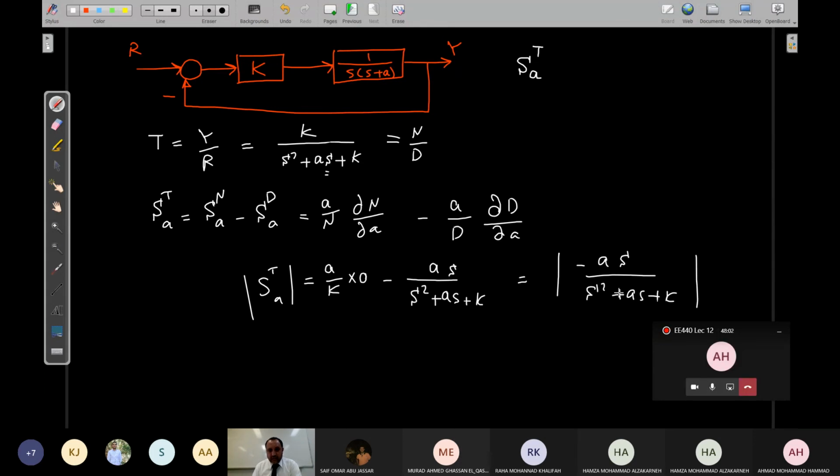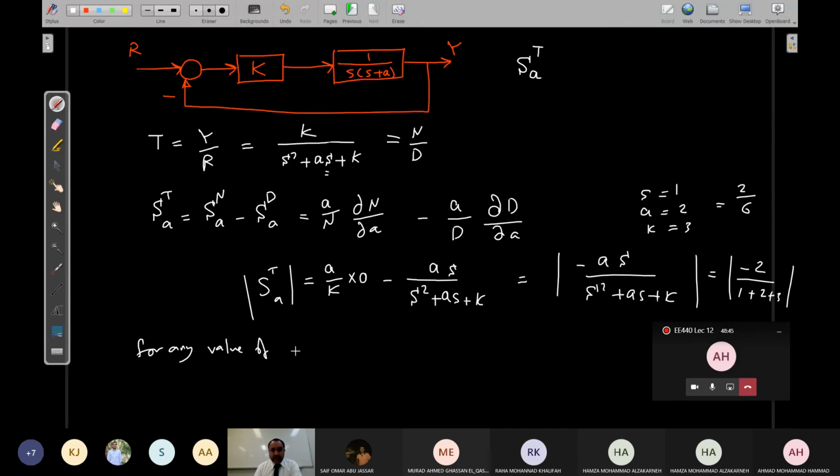Now, if I need to calculate a value, I need to give you the value of S, let's assume it's 1, the nominal value of A, let's assume it's 2, and the value of K, let's assume it's 3. Who can calculate it? Now, you will say this will equal minus A is 2, S is 1, 2 over S squared is 1, plus 2 plus 3. Yeah? This is equal to what? 2 over 6, correct? Yes. Good.